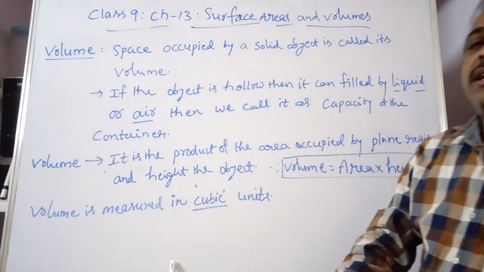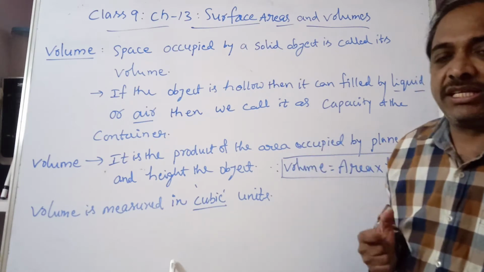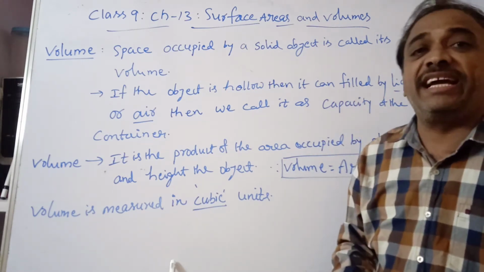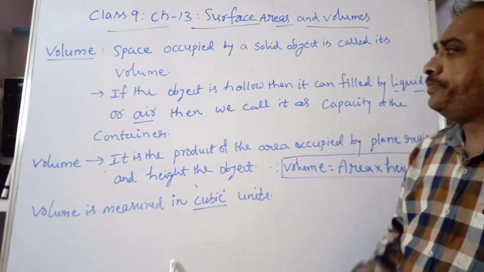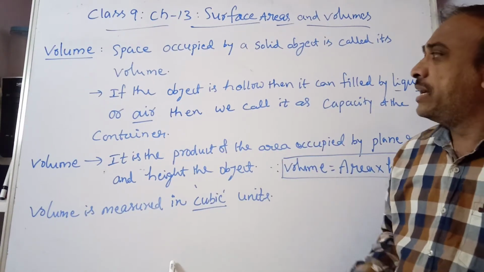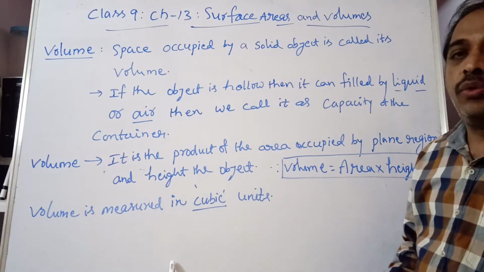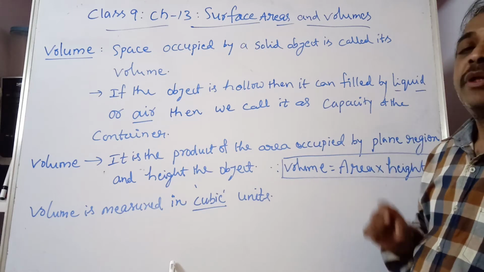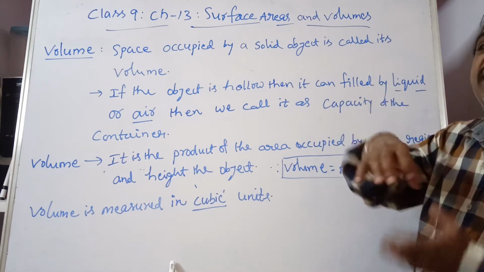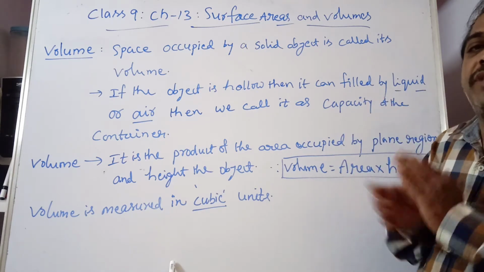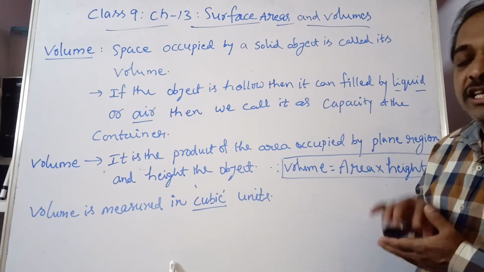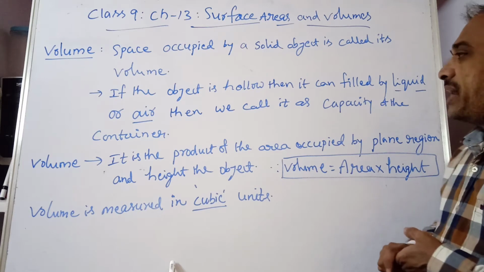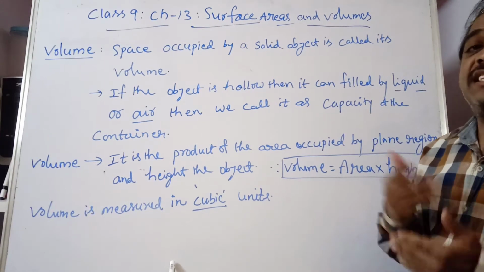Volume is nothing but the space occupied by a solid object. Space occupied by a solid object is called its volume. If the object is hollow, then it can be filled with water. If you pour the water, it occupies the space or the shape of the container, and then we call it the capacity of the container.